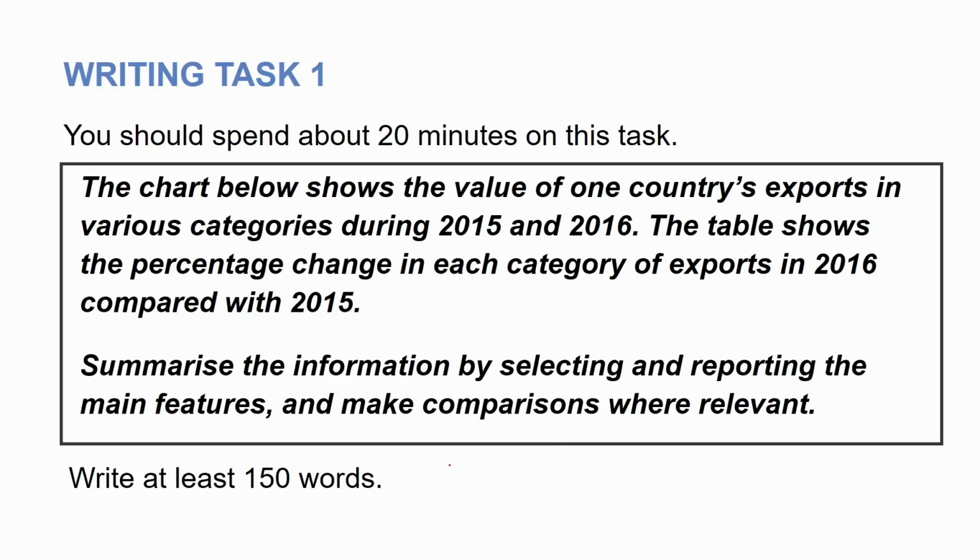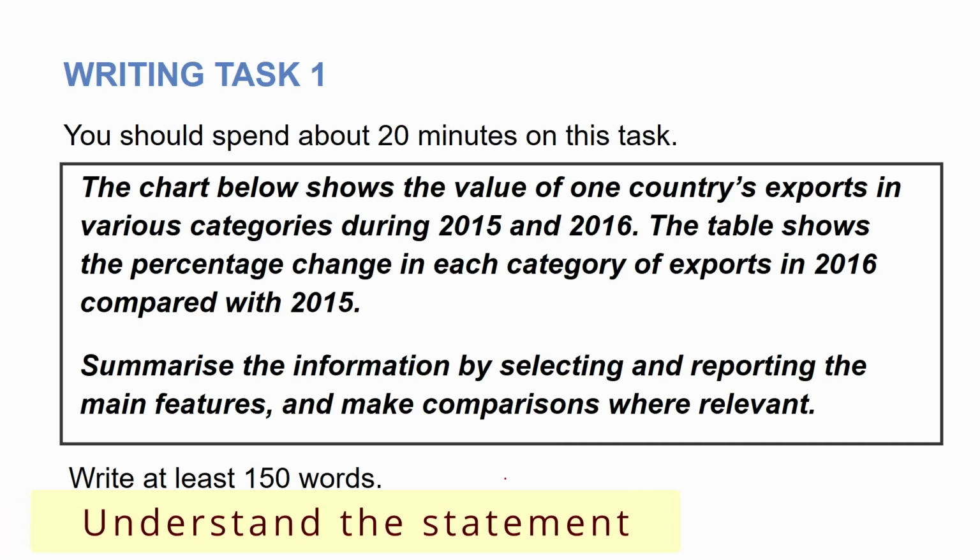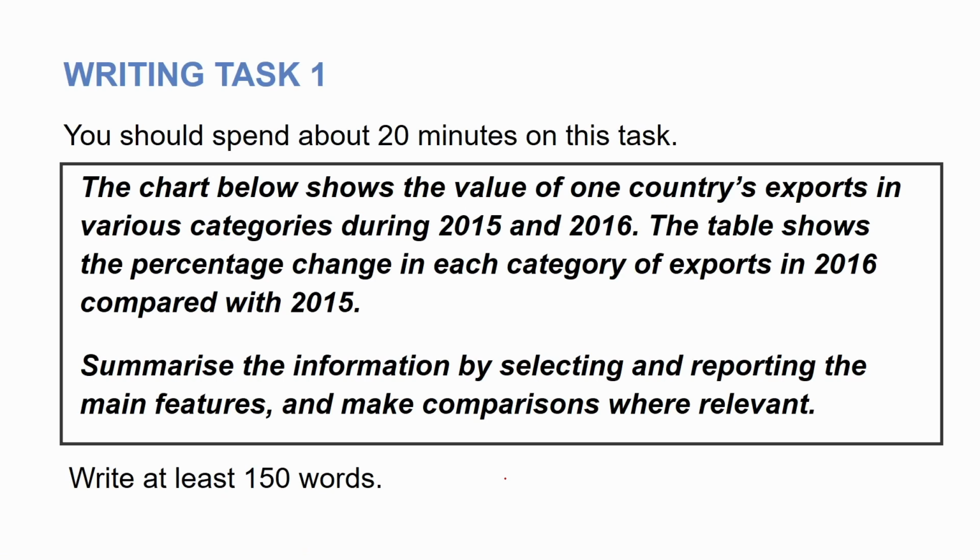Alright, let's write another Task 1 essay. In this one, I will present a question from IELTS Academic 14 and walk you through these steps to write a good answer for it. As usual, we need to understand this statement. The chart below shows the value of one country's exports in various categories during 2015 and 2016. The table shows the percentage change in each category of exports in 2016 compared with 2015. So the chart shows the value of exports during 2 years, and the table the percentage change in each category.